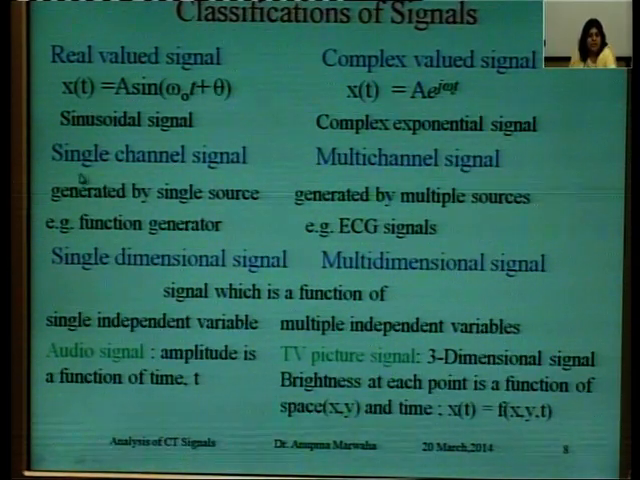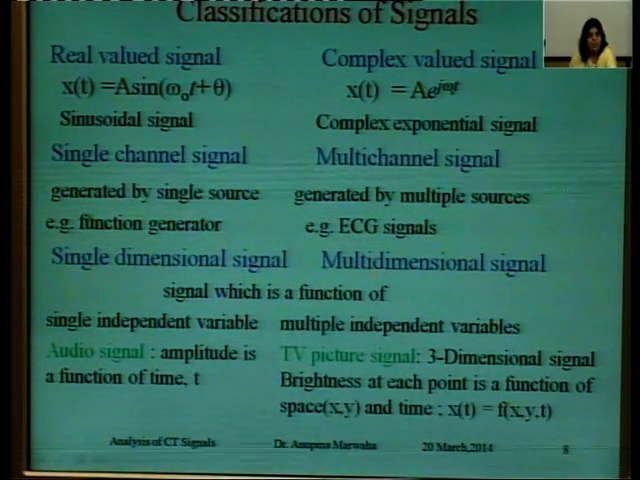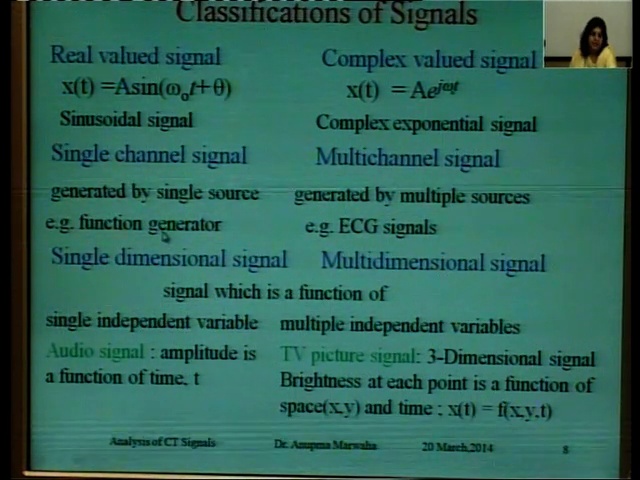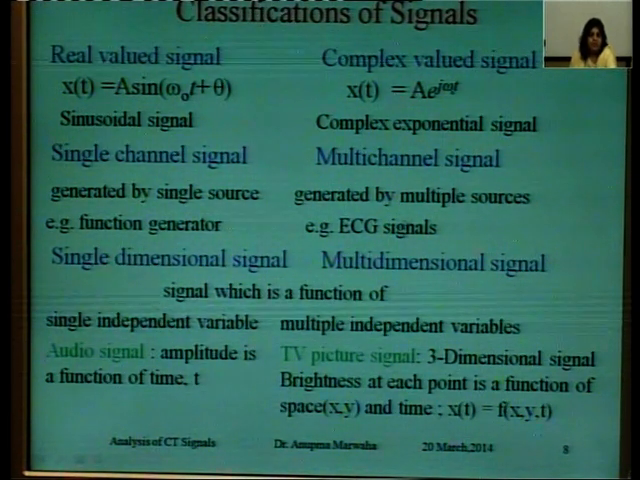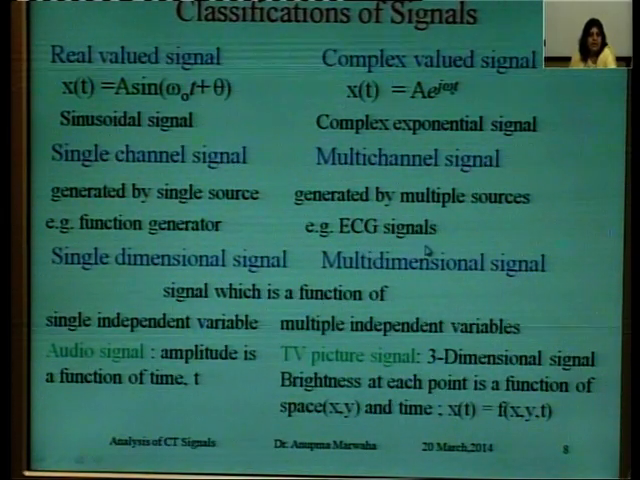The second classification is single channel and multi-channel signal. So, single channel signal is that which is generated by a single source. For example, we have a function generator. Now, multi-channel signal is that which is generated by multiple sources. For example, we have the ECG signal.